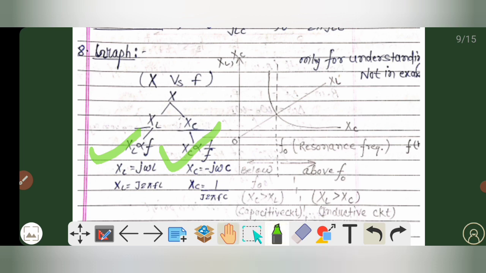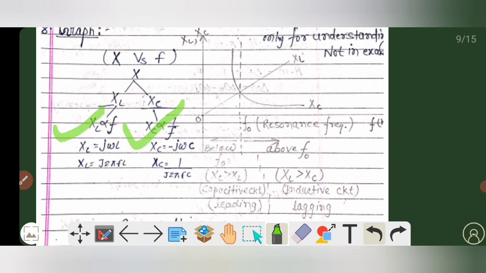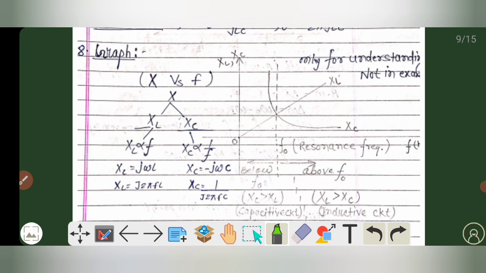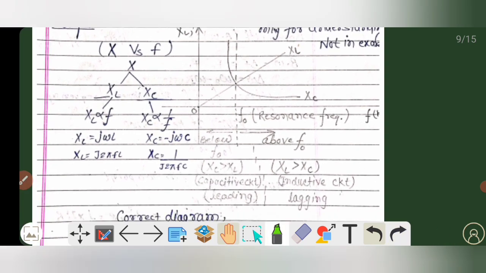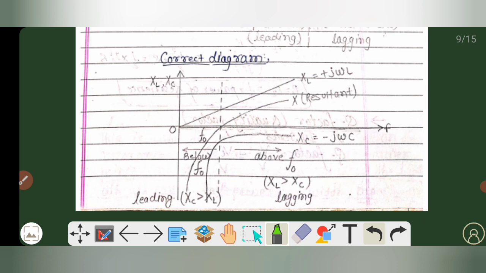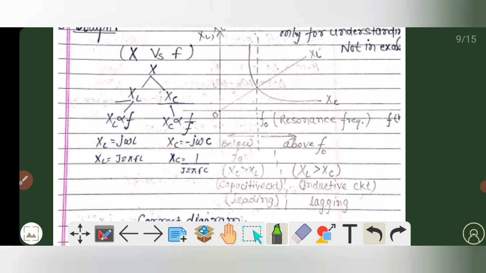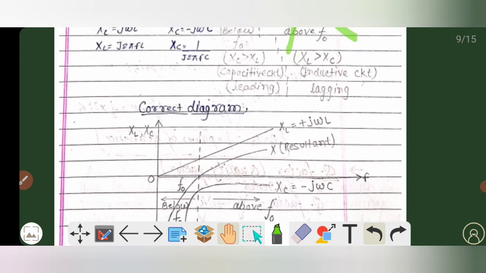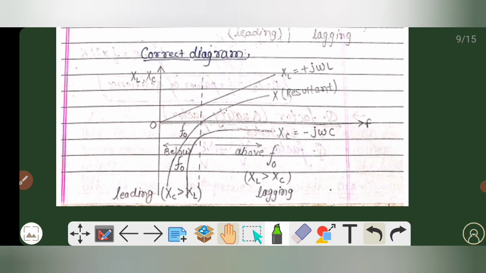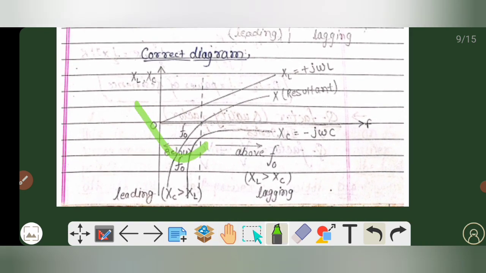So using this relation, XL is directly proportional to F and XC is directly proportional to 1 by F, we will draw a relation. This is the most important graph, and one point to be noted is that the first graph is only for understanding purposes. We should not draw it in the exam. Only we have to understand by using the diagram, and this is our correct diagram. We have to draw only this in the exam.